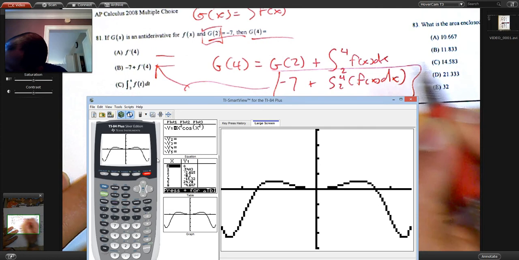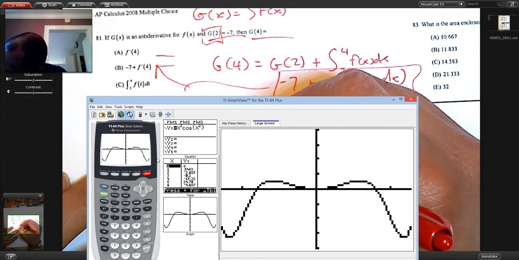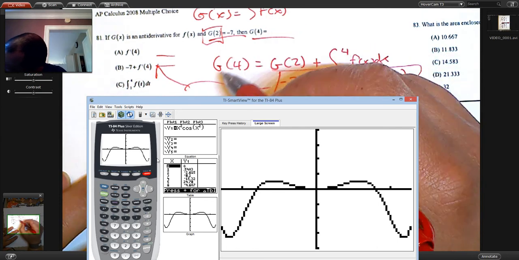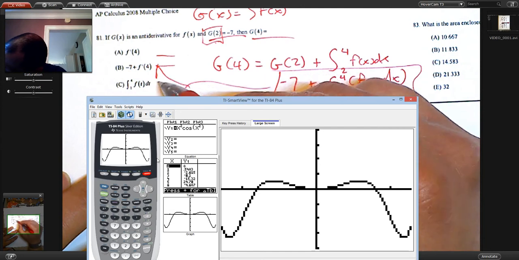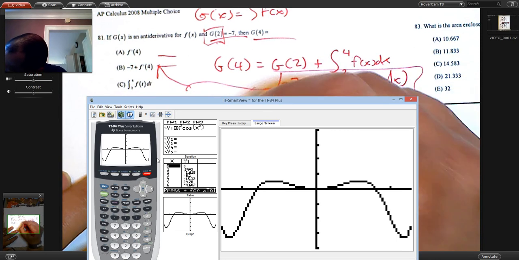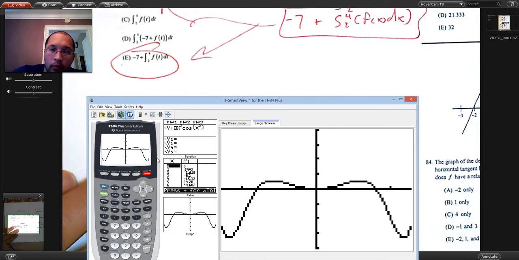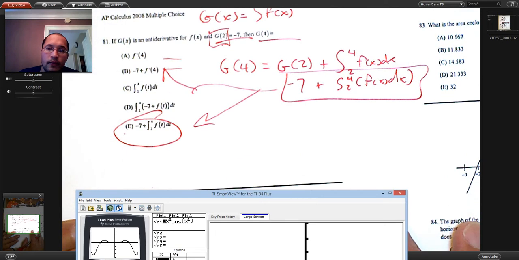What? This is very, very interesting. Okay, so g of 4 equals... Oh, yeah, I didn't see it right there. It's E. Sorry. Y'all can't see. I'm sorry. So, yeah. There you go. So, moving on.